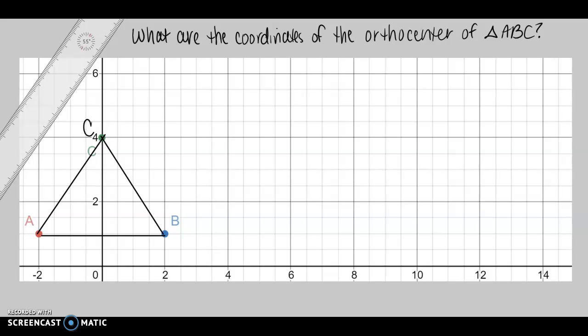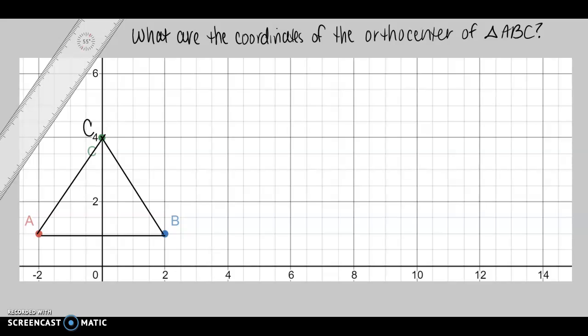What are the coordinates of the orthocenter of triangle ABC? This is something that we are going to encounter mostly as a circumcenter or orthocenter problem, and the easiest problems to deal with are right triangles. This one just so happens to not be a right triangle, so we are going to need to do a little extra work to find the altitude of this triangle.